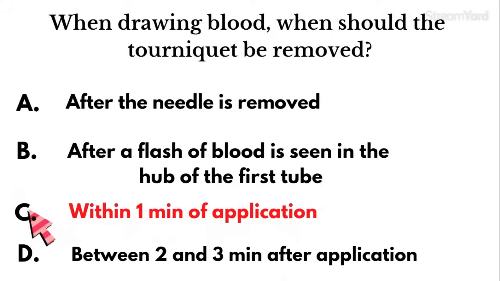So when you're drawing blood, you want to have that tourniquet off within a minute, okay? So not after the needle is removed. If anything, you want to actually remove the tourniquet first before you remove that needle. After a flash of blood is seen in the hub of the first tube, no. Within 1 minute of application, definitely not 2 to 3 minutes after application, but within 1 minute.